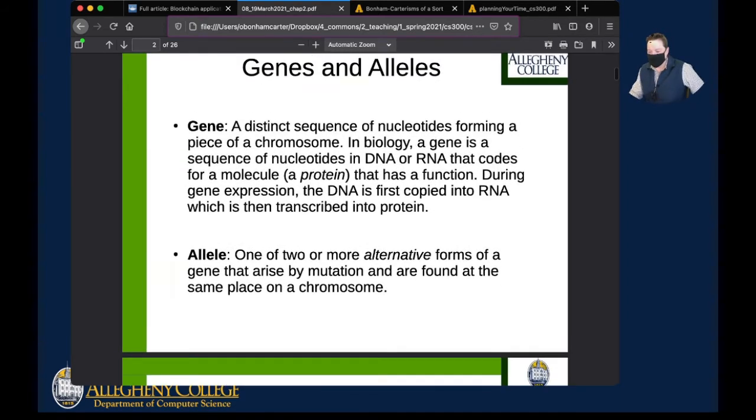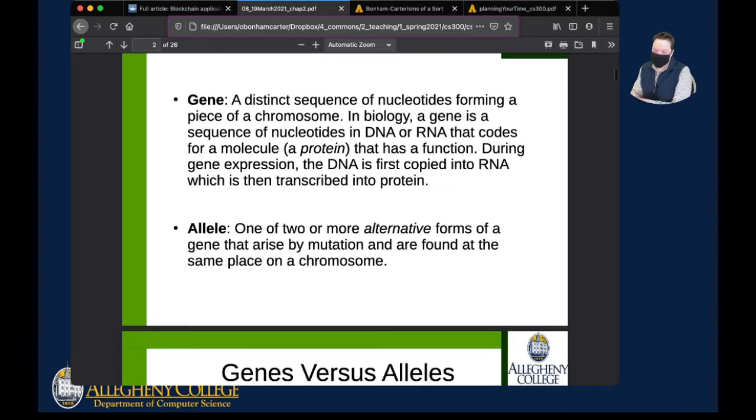So I'll just read this. A gene is a distinct sequence of nucleotides forming a piece of a chromosome. A gene is a sequence of nucleotides in DNA or RNA. So it's not just DNA, but it's also RNA. But it does something. It creates some kind of protein which has some kind of function. Now, whether or not that function is known is entirely something else. But it does create something. It has a product. It's a coding thing. It's a piece of computer code, if you're thinking in terms of computer code.